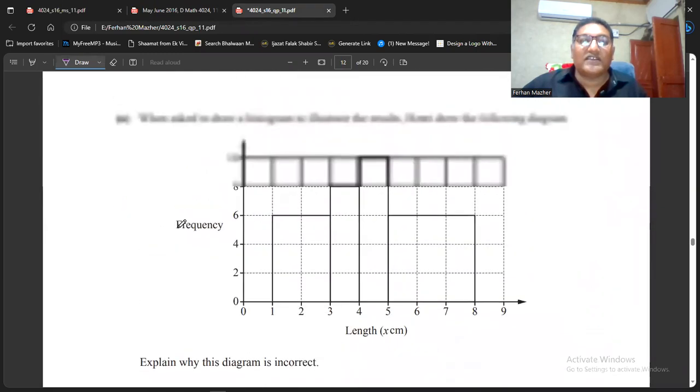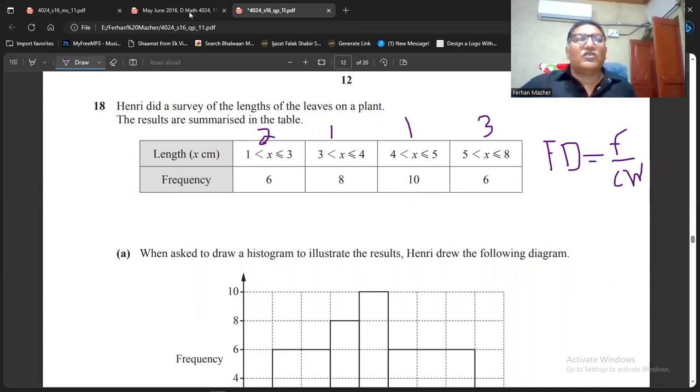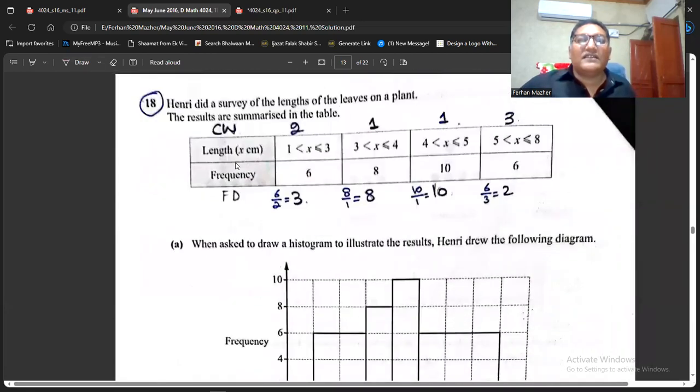Whenever you want to draw the histogram, you have to find out the class width and the formula. You have to find out the frequency density for each class. The formula for the frequency density is that frequency density is equal to the frequency of that class divided by the class width. So let me show you. I have done this.